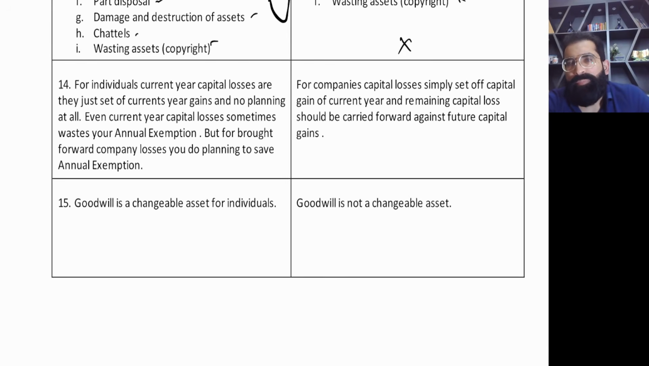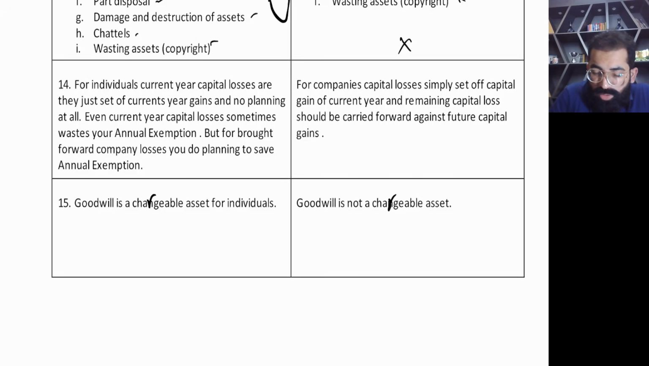But for companies, capital loss is set off against capital gains in the current year first, and then the remaining capital loss is carried forward and set off against future capital gains. There is nothing like an annual exemption in companies. Very simple. Now, goodwill is a chargeable asset for individuals, but goodwill is not a chargeable asset for companies.